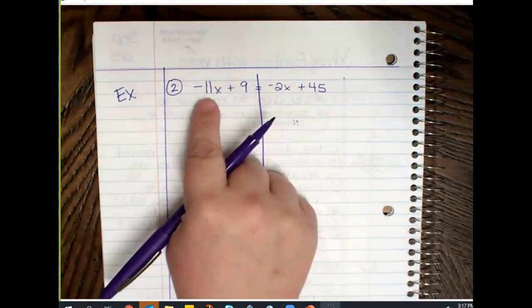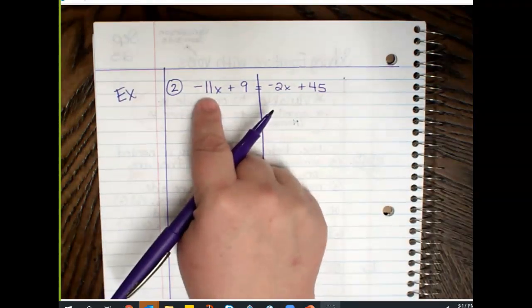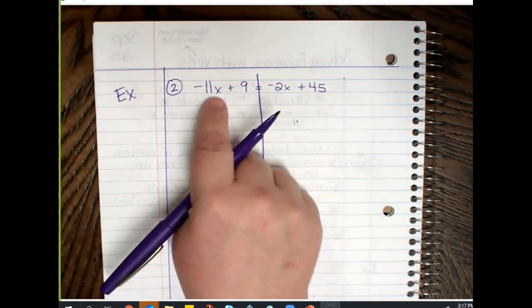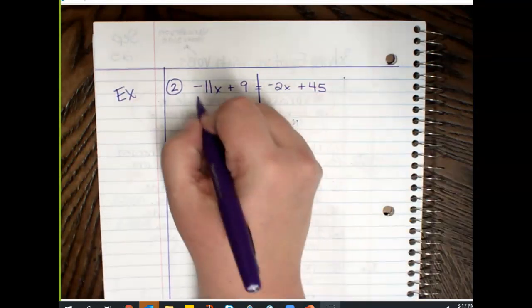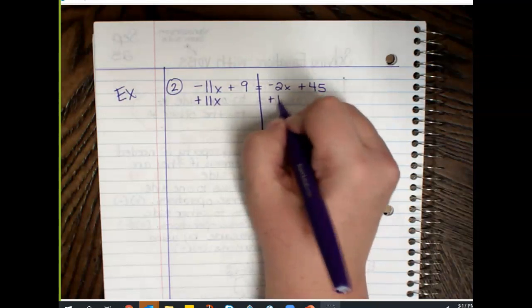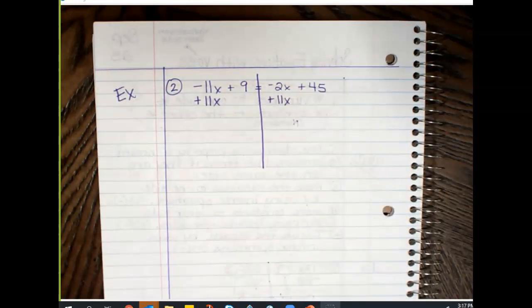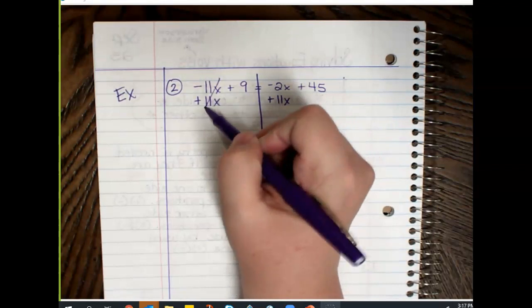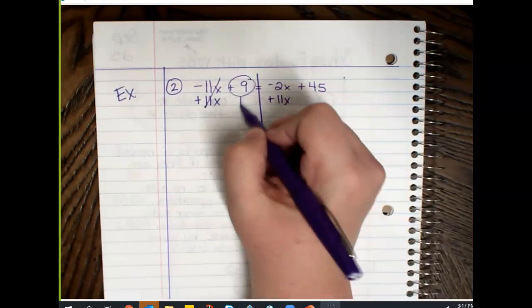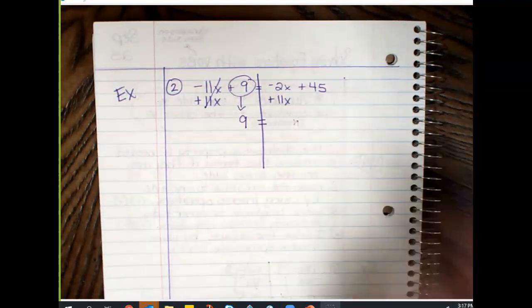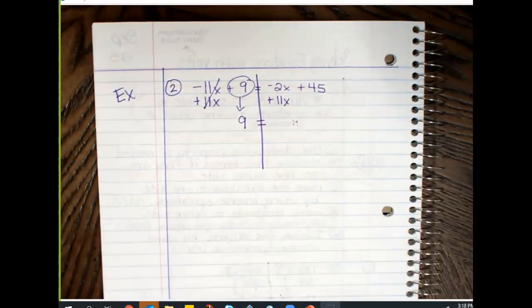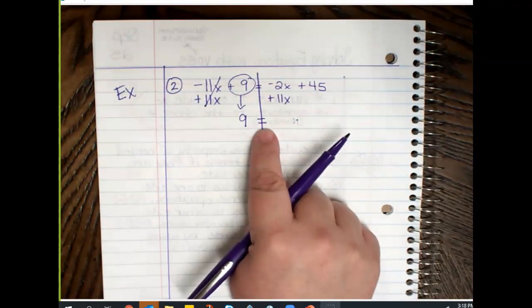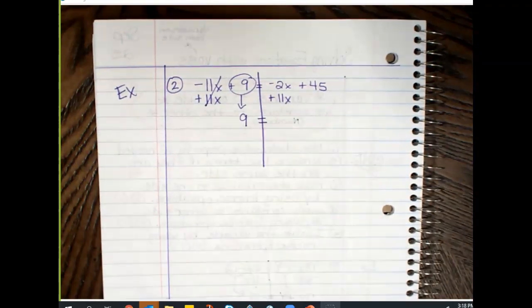So I need to do the opposite of negative 11x. Well, what's the opposite of negative 11x? Positive, or adding 11x's. But what I do to one side, do to the other. These cancel out. I can bring down my positive 9 equals. I know it seems really tedious, but bring down your equal sign. It lets you know that this is a whole row of an equation.